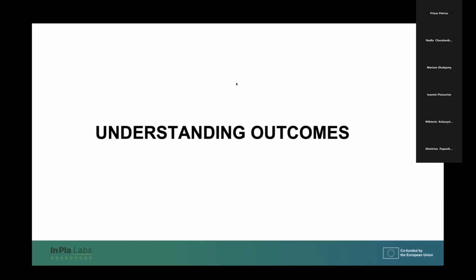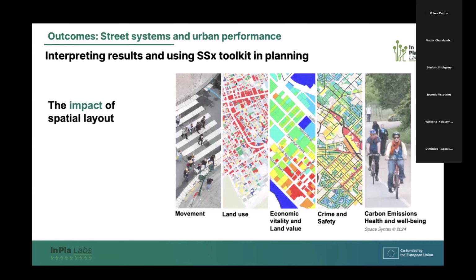Now we come to the next important point, which is to understand the outcomes. You have learned that the spatial layout have so many impacts on many different factors, from direct movement and through land use, economic vitality and land value, to also more complex outcomes such as crime and safety, carbon emissions, and even health and well-being. So at the most basic level, let's start by movement.